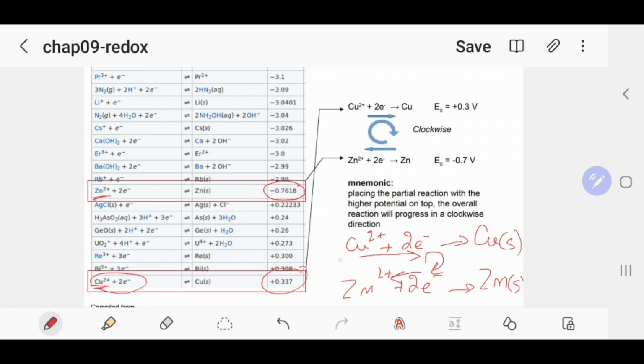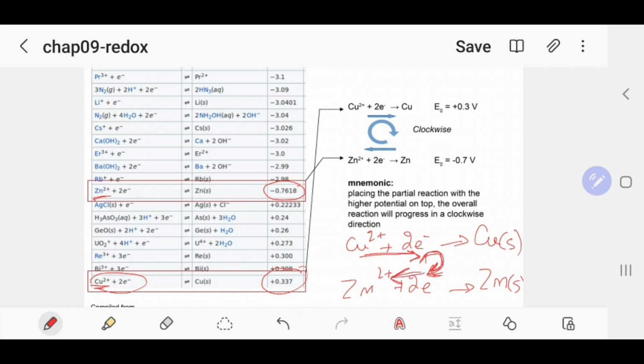Because this is the higher potential, it's placed on top, and this is the lower potential, it's placed on the bottom. And to determine the circulation, the flow direction, we just determine it clockwise like this, and therefore it circulates like this. So the reaction here happens in the opposite way.